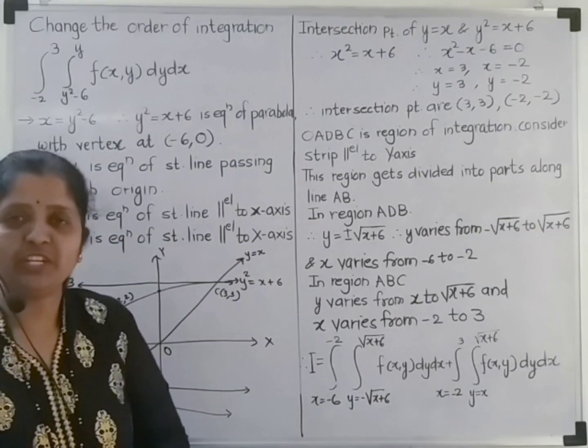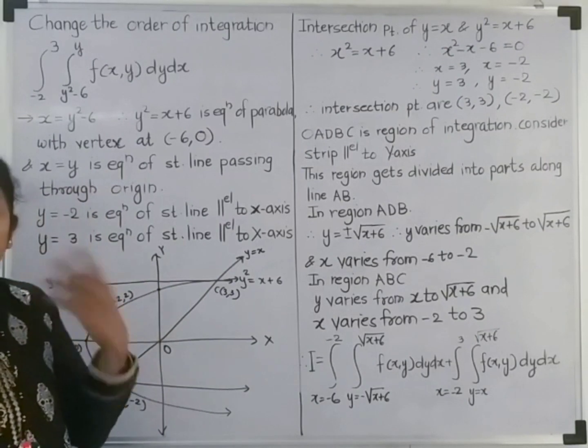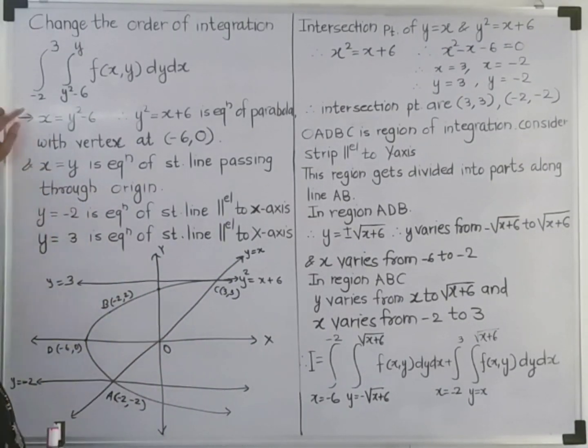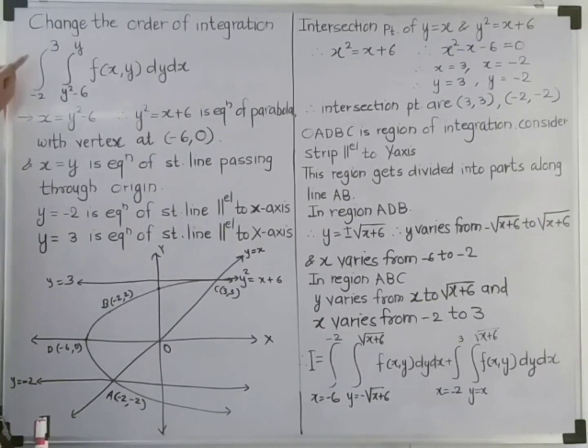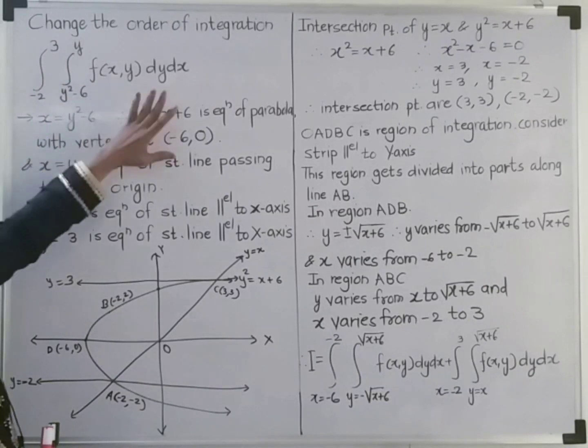Example of changing the order of integration. This example is slightly different from our previous two examples. So let us start with the question. This integration is from -2 to 3 and y square minus 6 to y, dy dx.